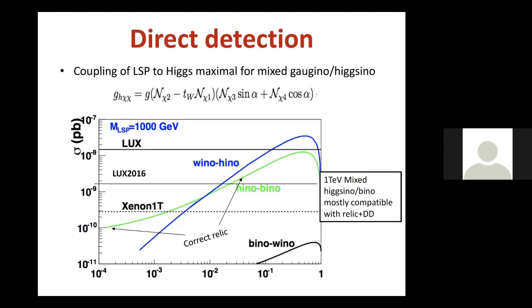It's much easier if you have a heavier dark matter, as I showed before. So just look at the green line here. This is the same exercise as before, just varying the mixing between the Higgsino and the Bino. And you see that in all this region, you have the correct relic density. Part of it is excluded by XENON1T, but part of it is still allowed.